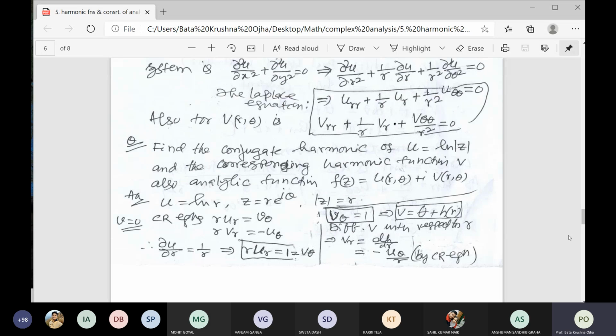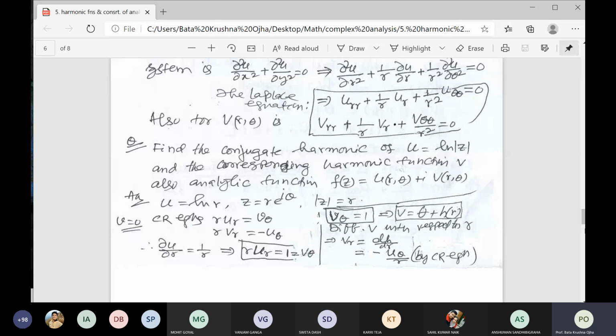You see, u is equal to ln mod z. What is z? If z is equal to r e to the power i theta, then u is equal to ln r, because mod z is equal to r. So u is equal to ln r. This is the real part of the analytic function f(z).